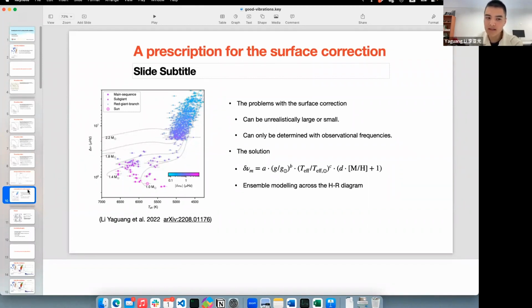However, we did compare the overall trend of the surface correction with respect to these three parameters, like gravity, temperature, and velocities. And the overall trend does agree. So I can say they agree with each other qualitatively, but not necessarily quantitatively. Yeah. Okay, thanks.